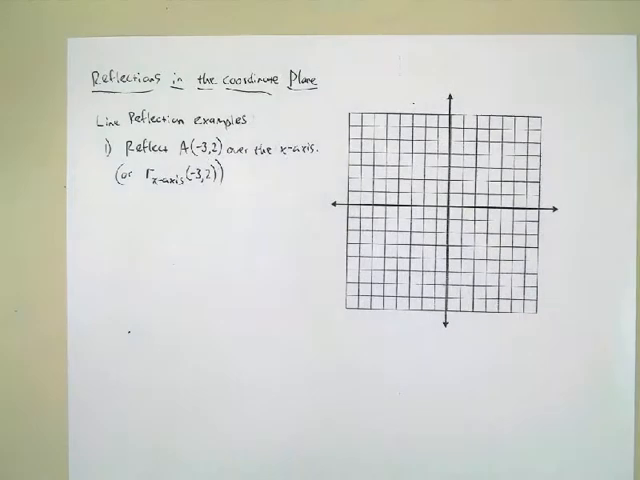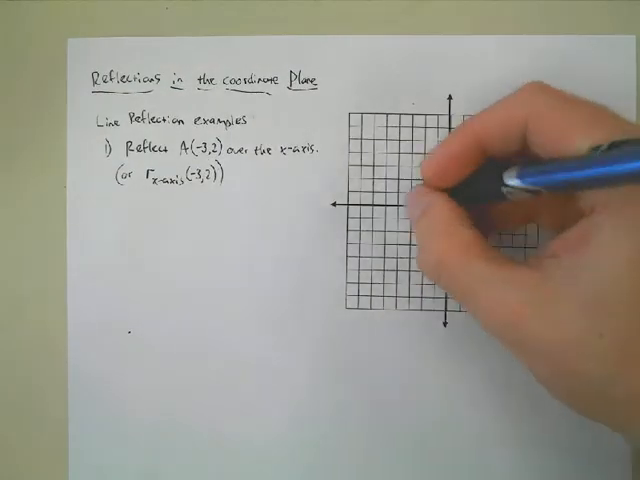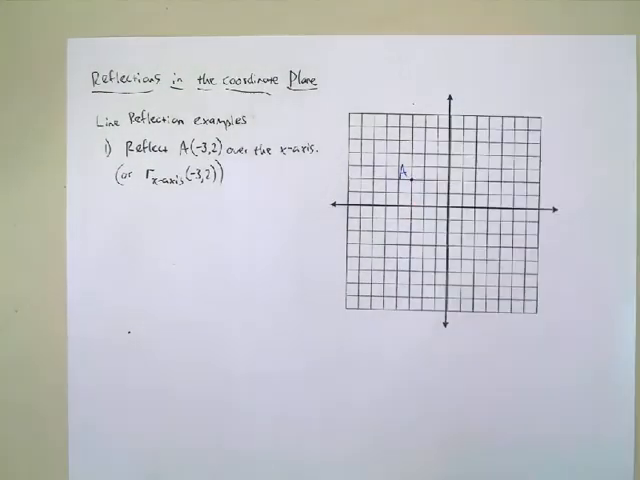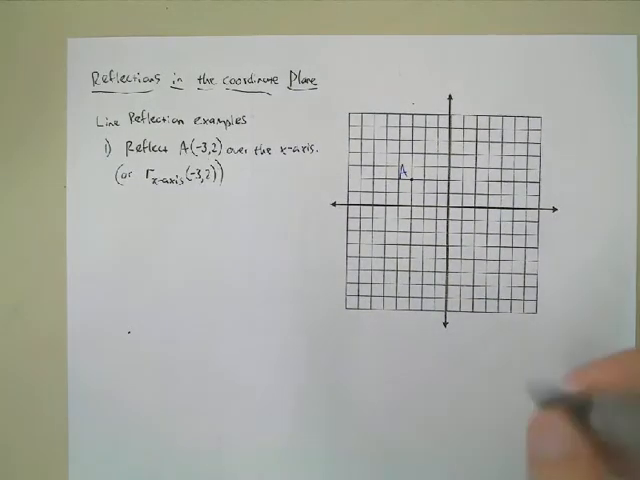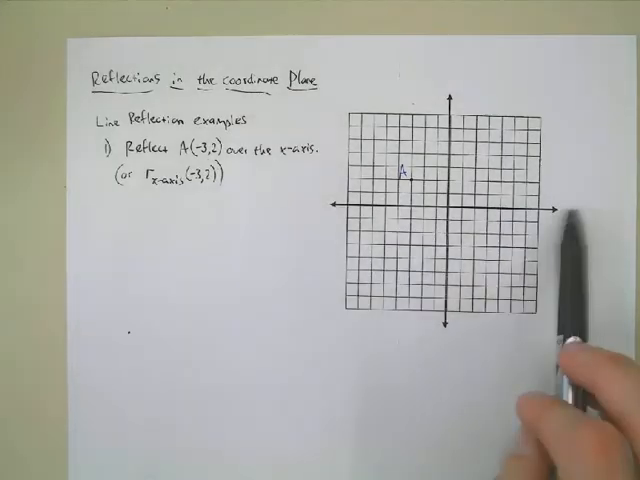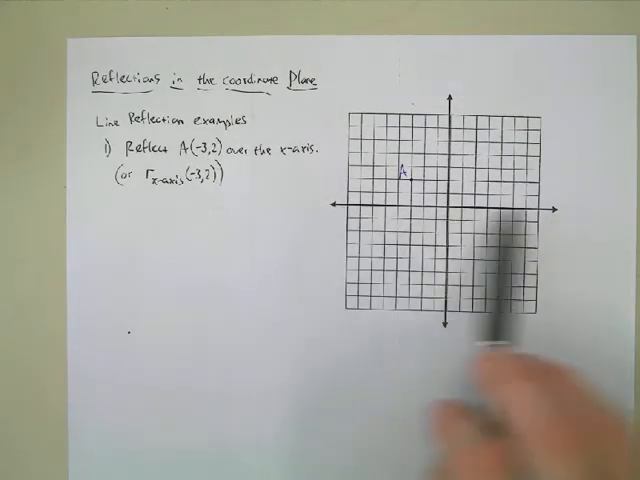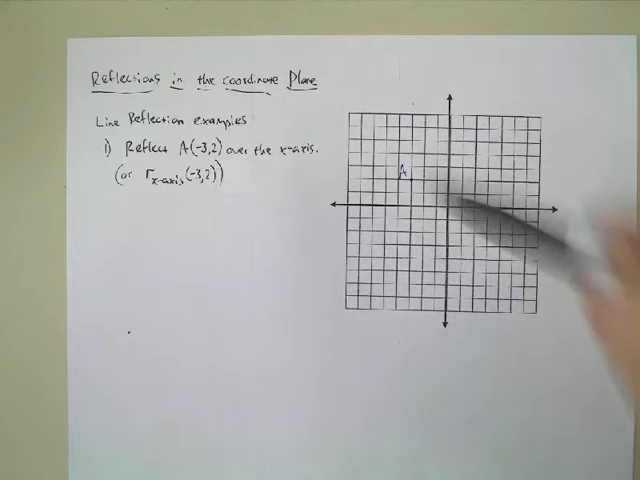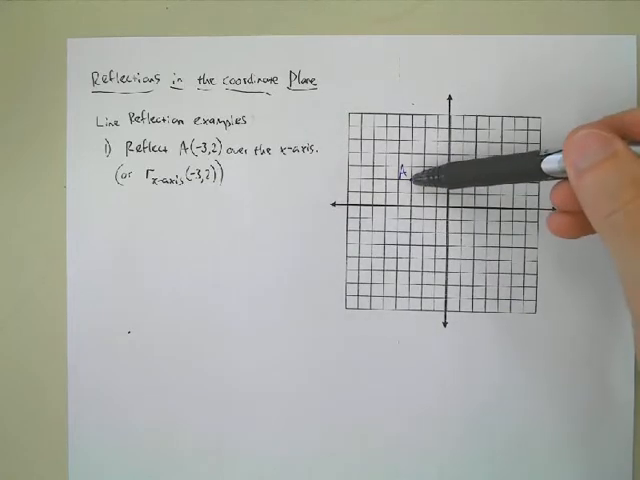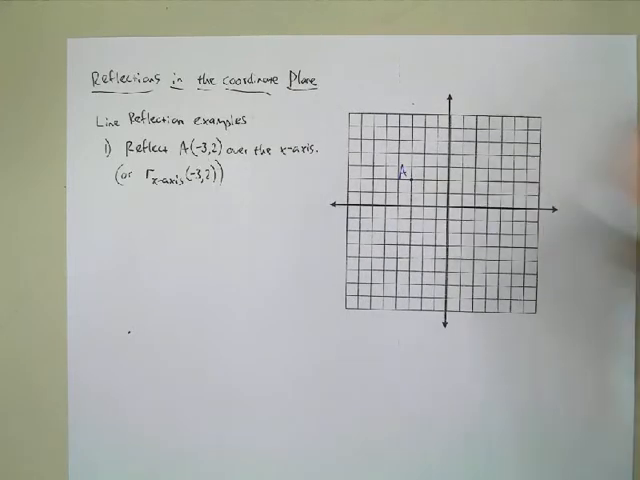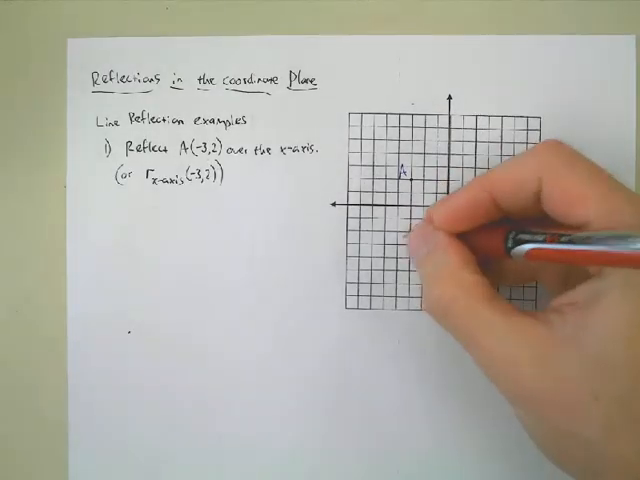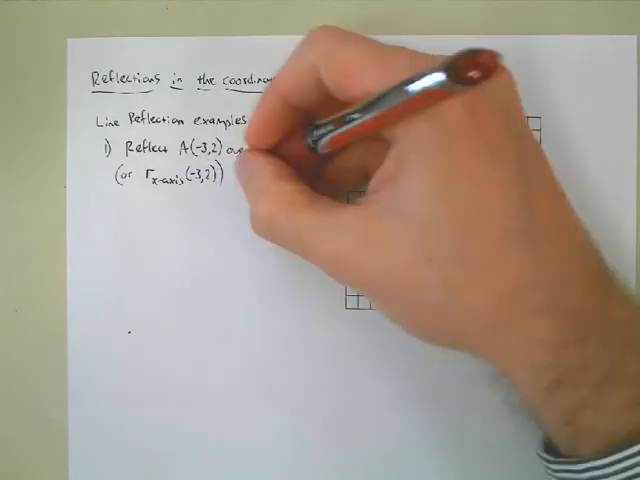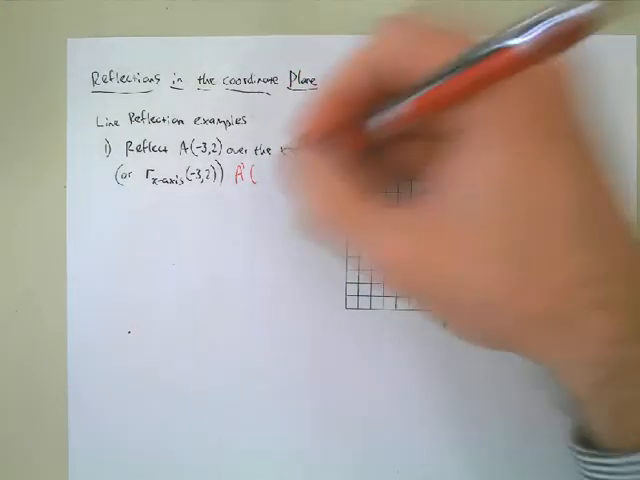So -3, 2. There's A. And we want to reflect that over the x-axis. Now let's see here. The x-axis, that's this right here, right? That's our line of reflection. Where is A going to end up? Right now it is 2 units away from the x-axis. So in order to reflect it, it's got to go 2 units down, and so A prime will be right there. So A prime has coordinates still -3, but now -2 is the y coordinate.